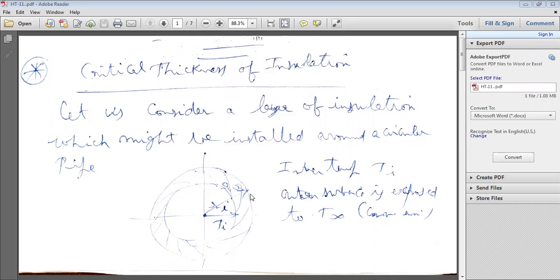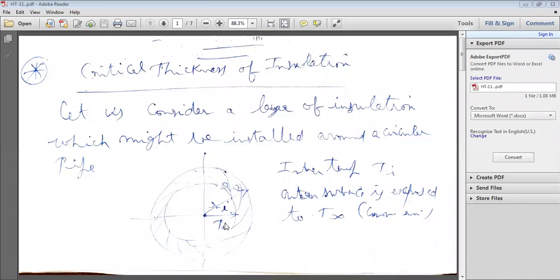For this, you have to consider a layer of insulation of thickness, for example, Ro minus Ri, or otherwise outer radius Ro. Consider a layer of insulation which might be installed around a circular pipe. Here you can call it a cylindrical pipe, a cylinder. So with the help of cylinder heat transfer analysis, because a pipe comes under the cylinder system, the radial system is the cylinder. So the inner temperature is Ti.